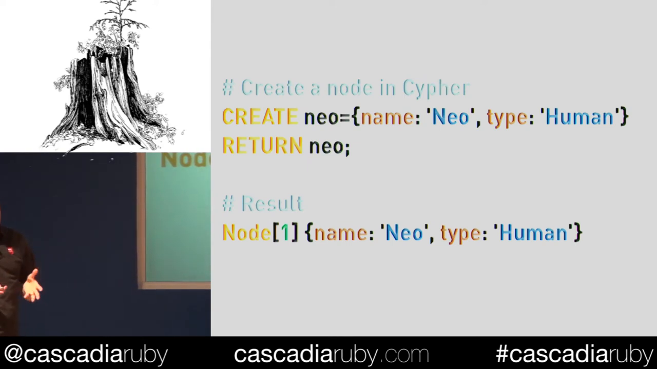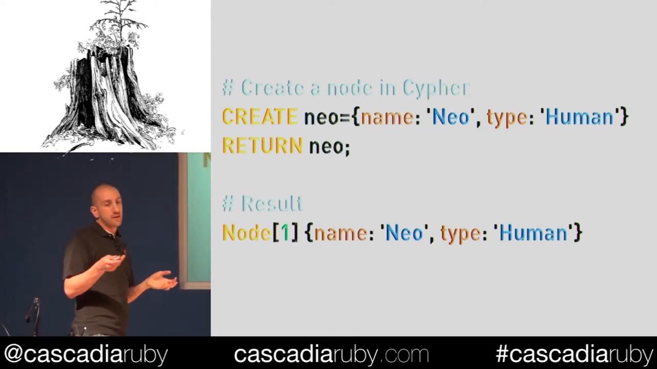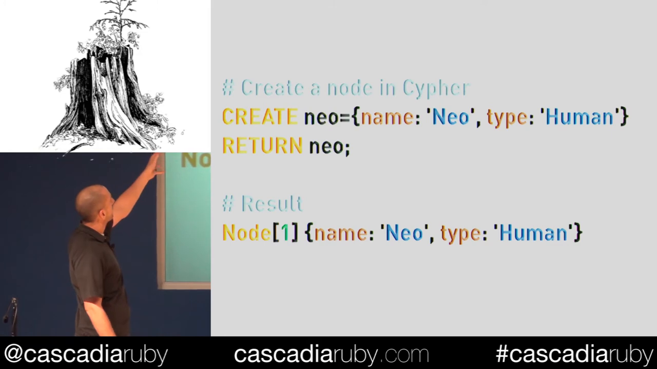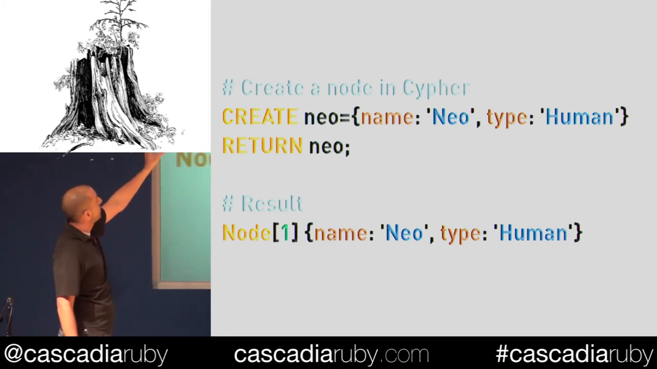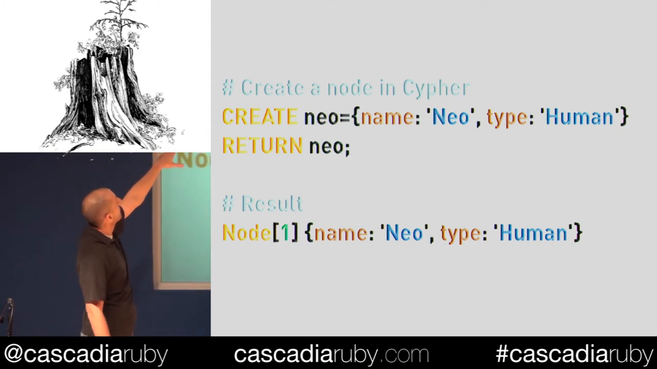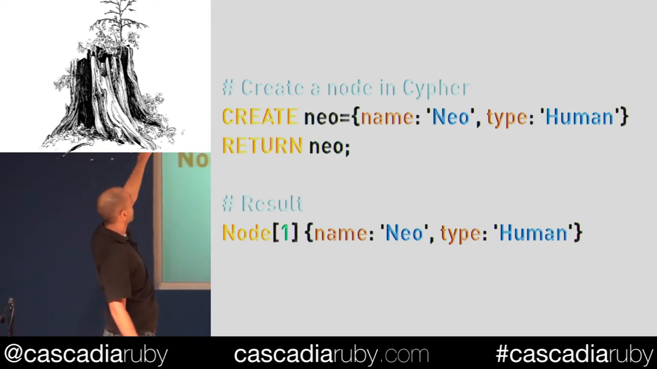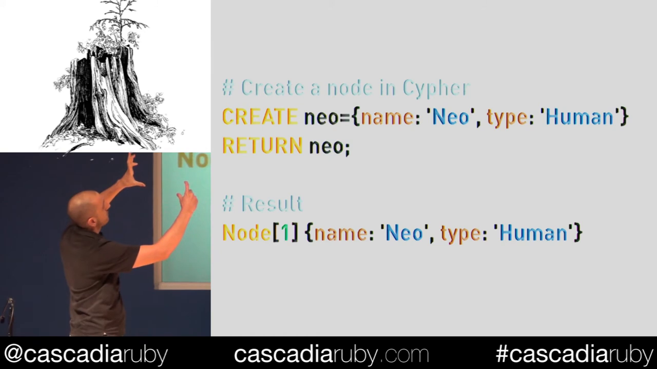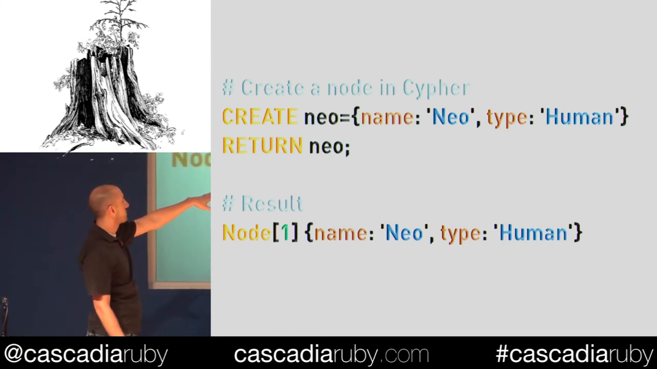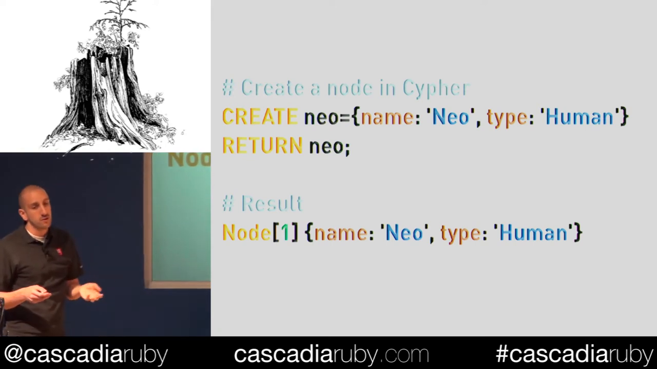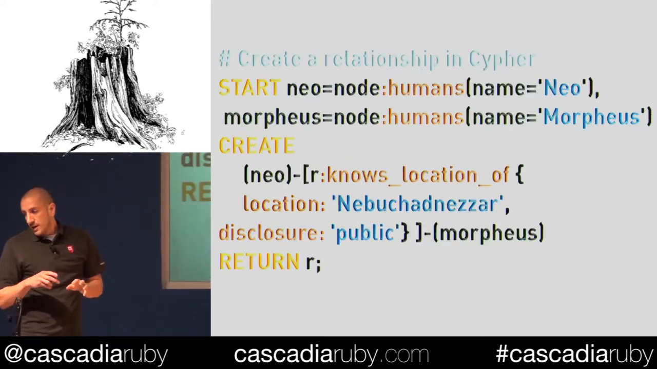So here's how you would create the stuff, right? You create a node in Cypher like this. Very simple. It's going to look very similar to SQL. So Neo, and then you assign that. The only reason we're assigning it to Neo is so we can return it. You could just say create and then that hash, and then it will just return the ID and the hash that you just created. And that's how easy it is to create a node in the console.